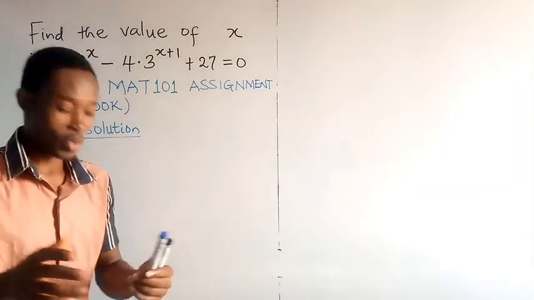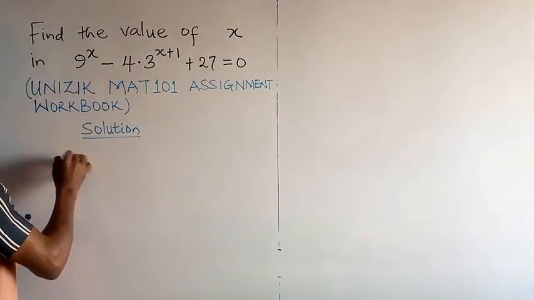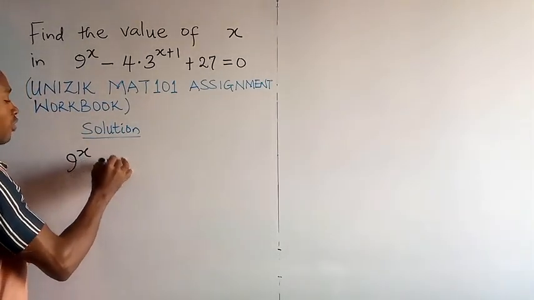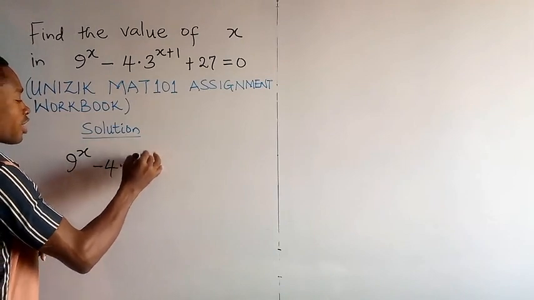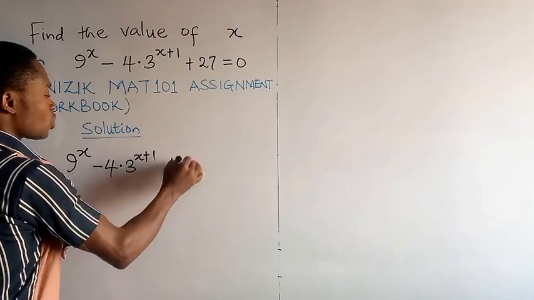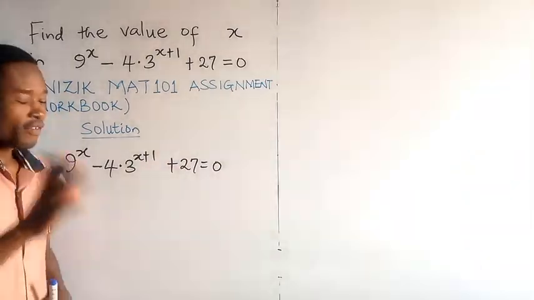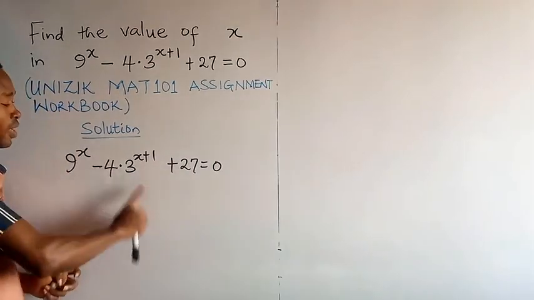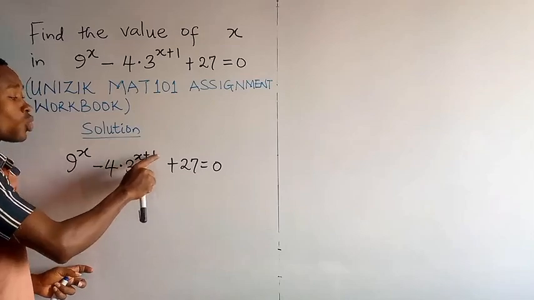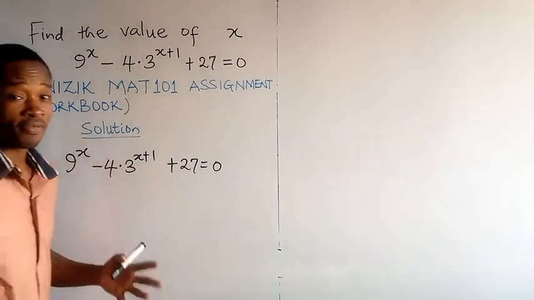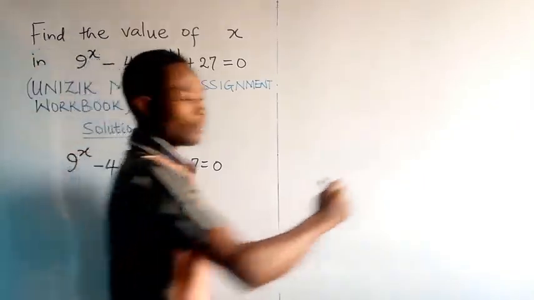It's an interesting and simple question. We are given 9 to the power of x, minus 4 multiplied by 3 to the power of x plus 1, then plus 27, and that is equal to 0. So first of all, I want to observe something here, that this 3 raised to the power x plus 1 is actually obtained from something like this.